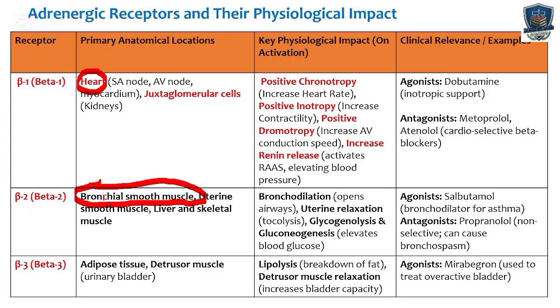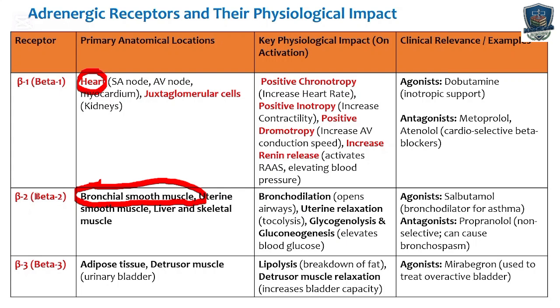Beta 2 is majorly found on the bronchial smooth muscle, but it can also be found in the uterine smooth muscle, the liver, and skeletal muscle. One of the major things about beta 2 is that it leads to bronchodilation. It opens the airway, allowing someone to breathe well. Apart from that, it may also cause uterine relaxation, that is tocolysis. It may also lead to glycogenolysis, the breakdown of glycogen, and also gluconeogenesis, the manufacture of new glucose. These two may lead to an elevation of blood glucose level.